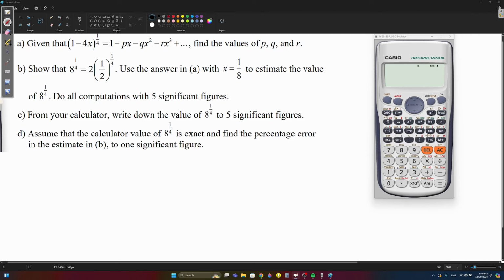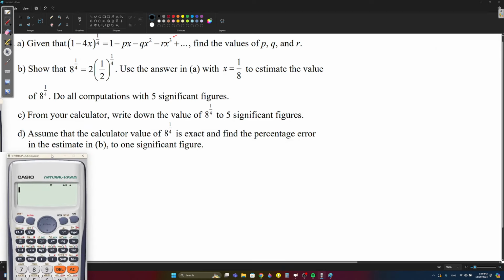Given that (1 minus 4x) to the power of 1 over 4 is this, find p, q, and r. So, they want us to expand, but only up until x cubed. Let's take this over here. (1 minus 4x) to the power of 1 over 4. To expand a fraction power, the first number must be 1. Is it? Yes. Can we use our rule up until infinity? Yes.